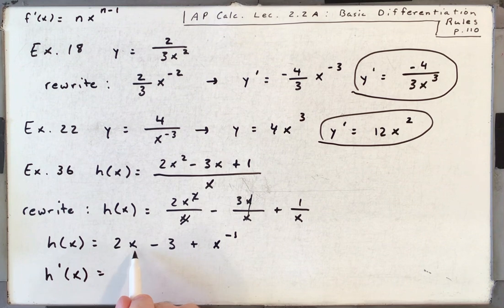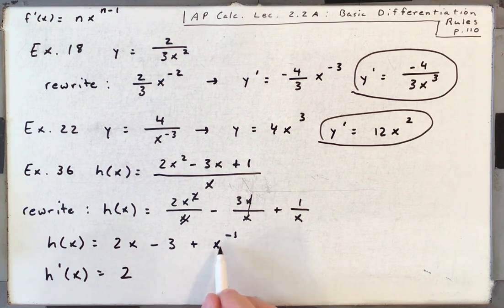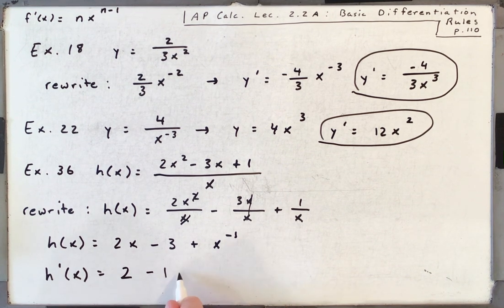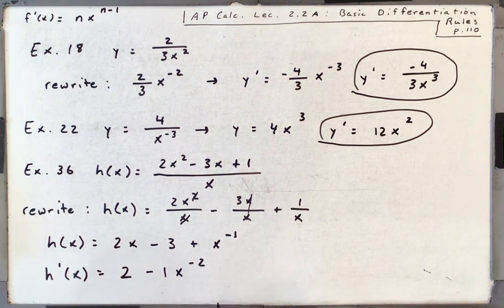What's the derivative of 2x? Well, remember, you just drop the x when it's to the first power, so it'd be 2. What's the derivative of negative 3? That's 0. And then we'll use the power rule on this. Bring the negative 1 out front, so that would be minus 1x, and then subtract 1 to the minus 2.